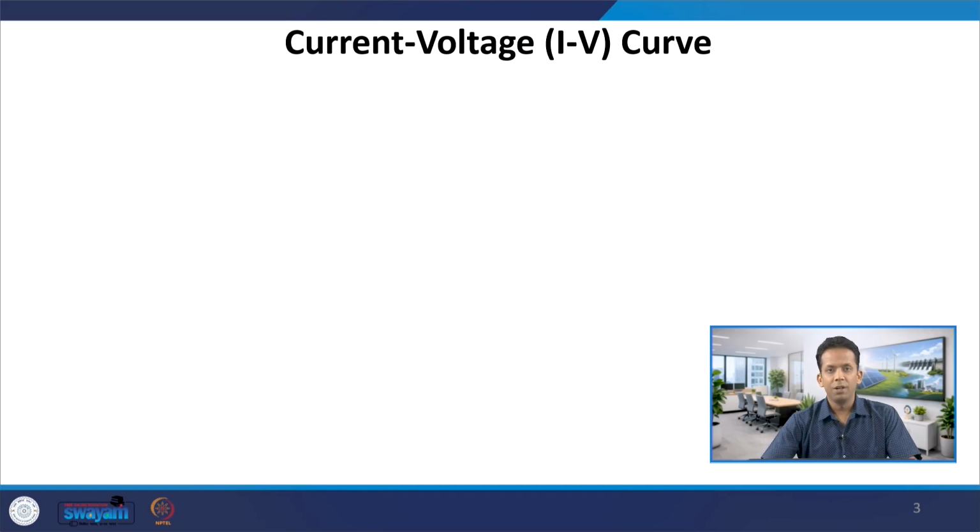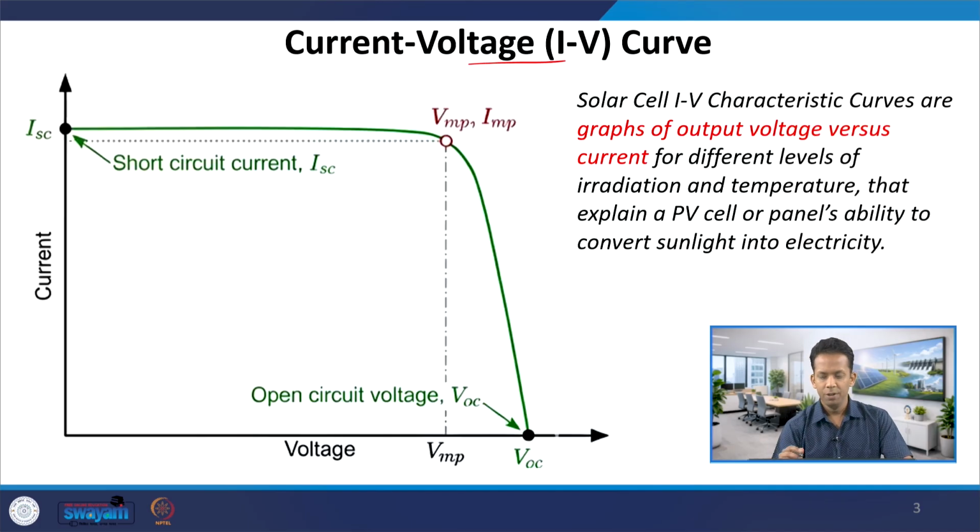Starting with solar cell characteristics, the first one is the IV curve, or the current voltage or power voltage curve. These solar cell IV characteristic curves are typically the graphs of output voltage that we obtain from a PV cell versus the current which is generated for different levels of irradiation and temperature.